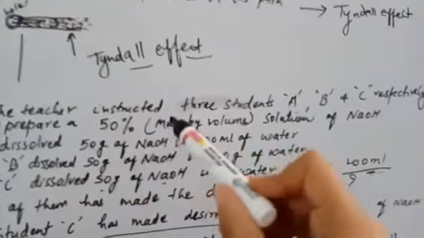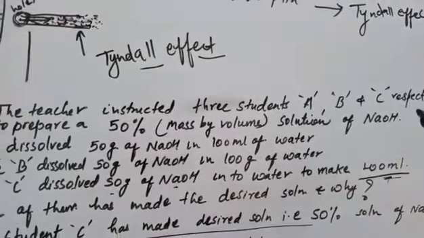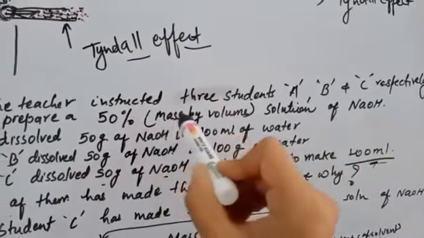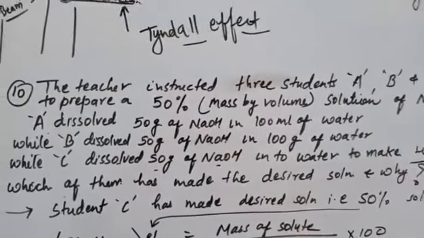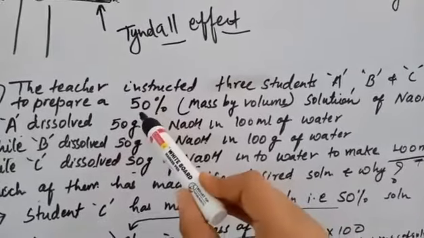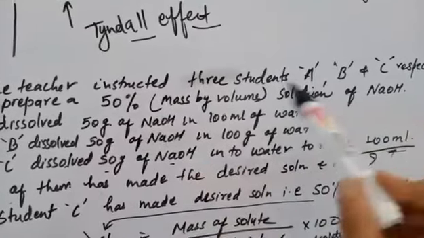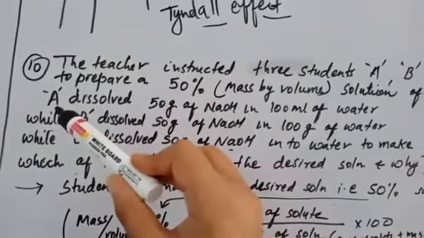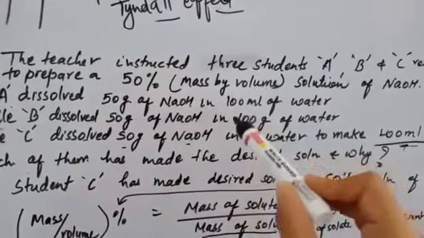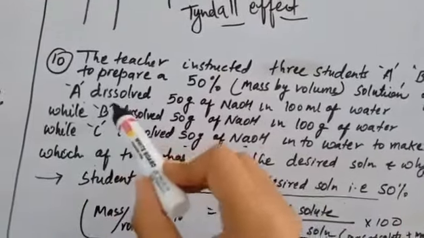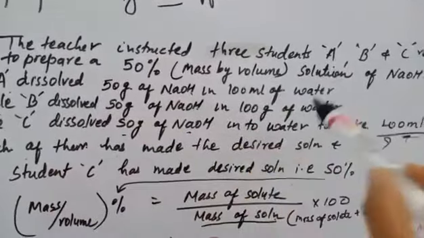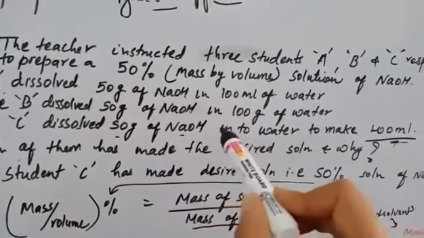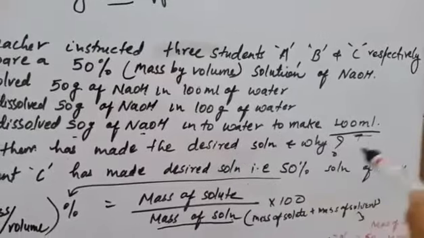Okay, now you have the last question. The teacher instructed 3 students A, B and C respectively to prepare 50% solution of NaOH in mass by volume percentage. So students have to make what? 50% solution of NaOH in mass by volume percentage. Okay. So student A dissolved 50 gram of NaOH in 100 ml of water, while B dissolved 50 gram of NaOH in 100 gram of water, while C dissolved 50 gram of NaOH into water to make 100 ml.